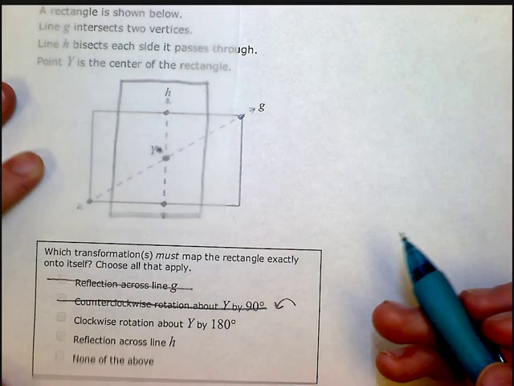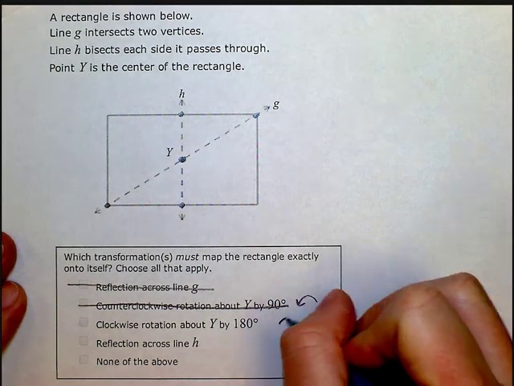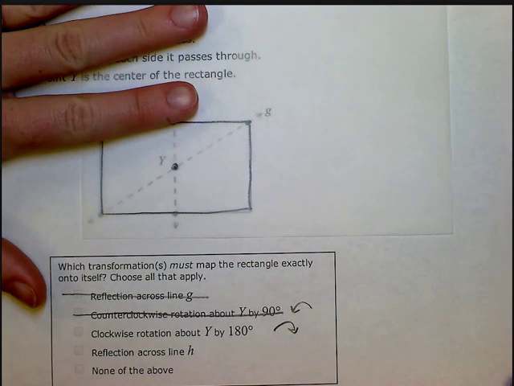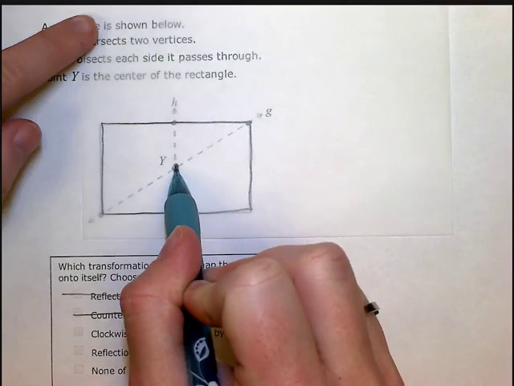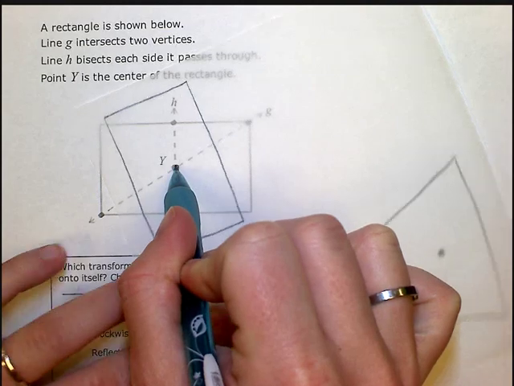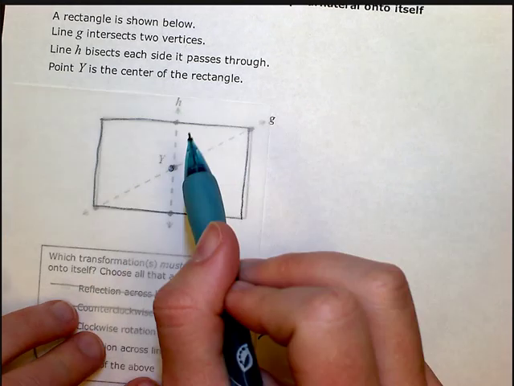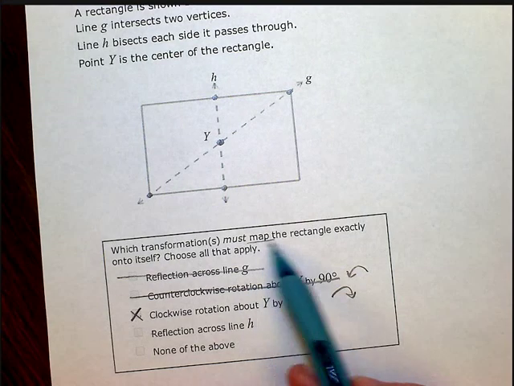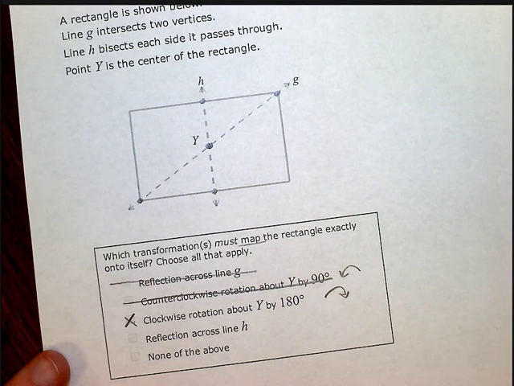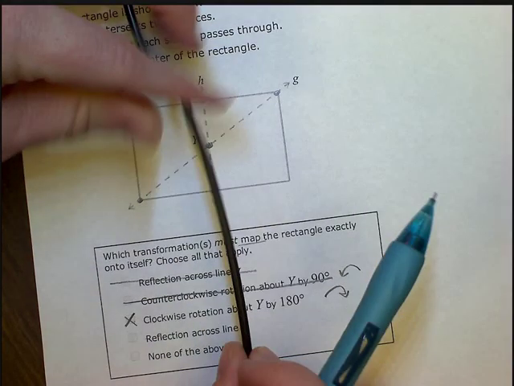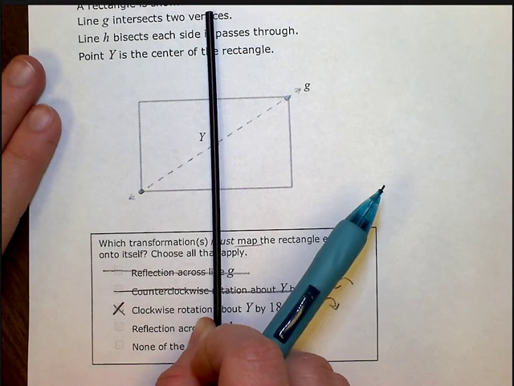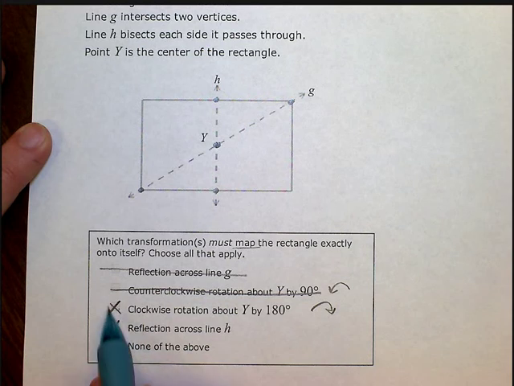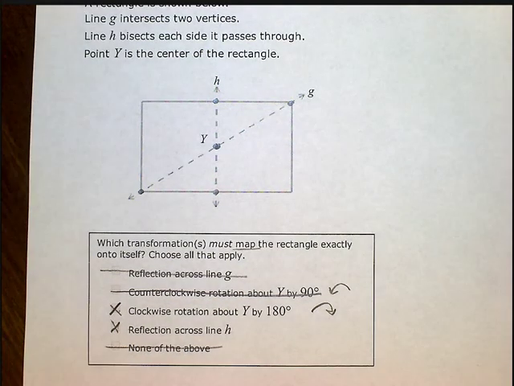Okay? The next one says clockwise rotation 180 degrees. So we're going to take our rectangle, line it back up originally, and we're going to go 180 degrees clockwise. So we're going this way, 180 degrees. Okay, did it line up perfectly? It did. So it does map it onto itself because it looks the same after the transformation. Okay, and a reflection across line H. So if I fold it across this line H, would it land exactly on itself? Would this half match this half? It would. So this is also another choice. And obviously because we picked two, it's not none of the above. So there's two examples to help you figure your own problem out.